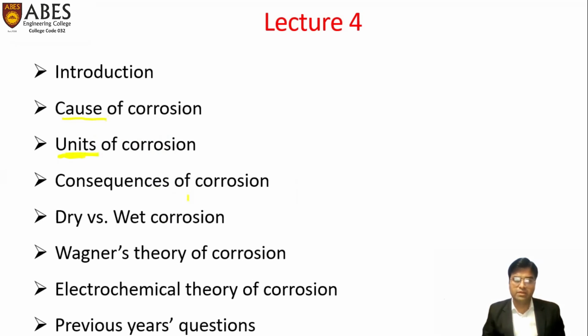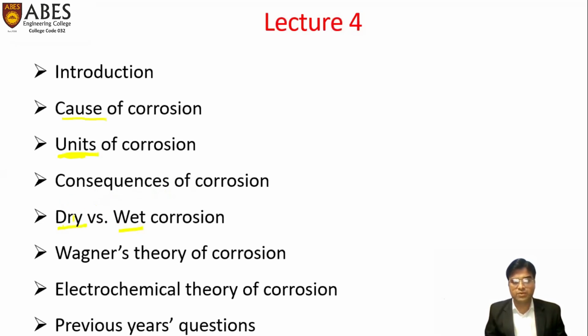Then we shall find why does the corrosion happen? We shall discuss about the consequences of the corrosion also. How does it degrade the metal and how does it cause the loss of money and loss of lives? After that, we shall compare the dry and wet corrosion.